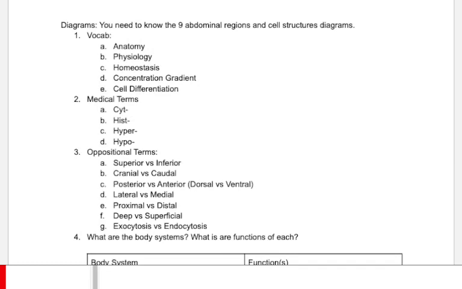Don't forget to complete your bell and exit ticket in the announcements today and submit it by Friday.